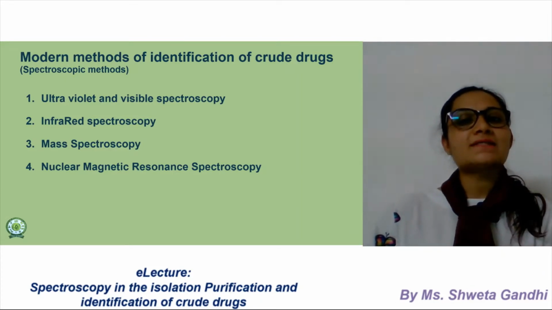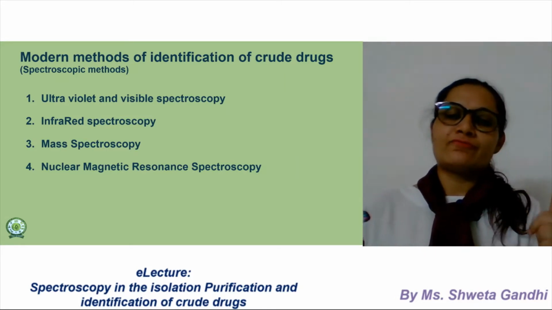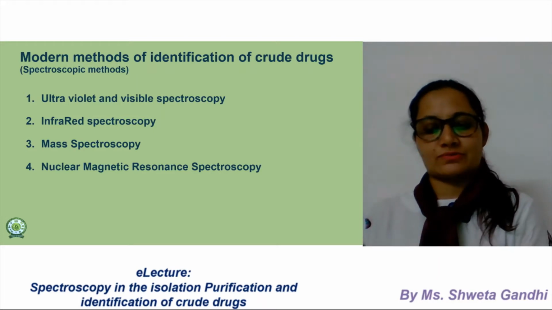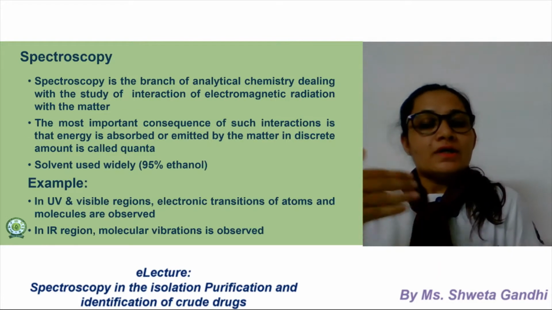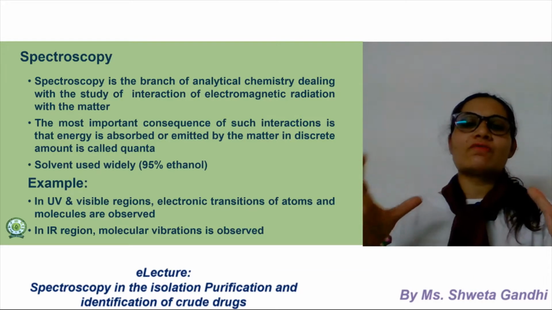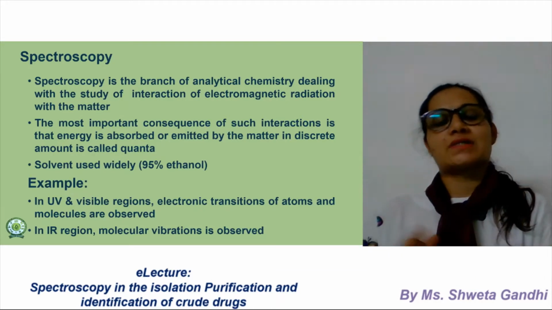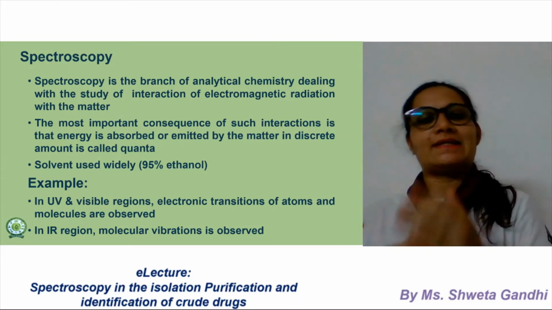Next is mass spectroscopy. And fourth is NMR, nuclear magnetic resonance spectroscopy. Now, spectroscopy is the branch of analytical chemistry. As I have already told you, it is used in pharmaceutical analysis. So it is the branch of analysis.